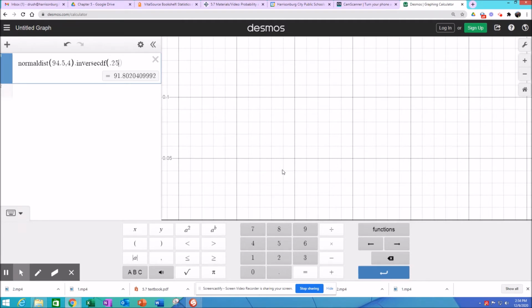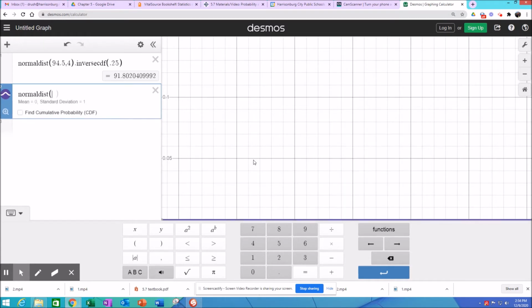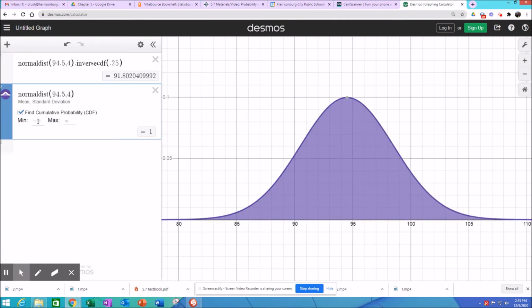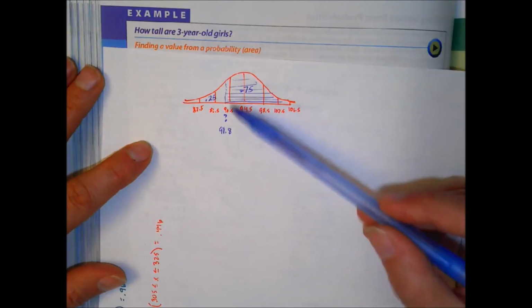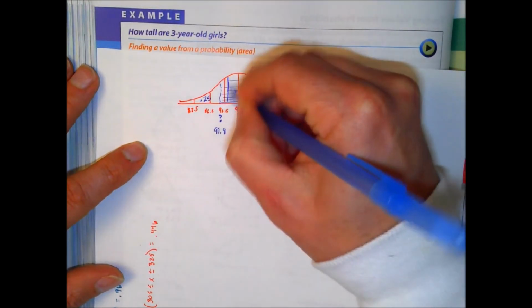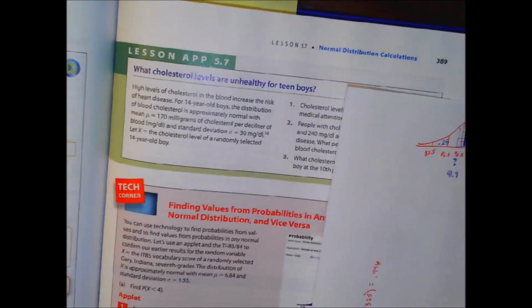Okay, we can kind of check ourselves here with this too. If I just do normal with that 94.5 comma 4, and if I check it at 91.8 and above, it's our 75%. So if somebody is 91.8 inches, they're in the 25th percentile, which means 75% would be taller than them. Found that to be 91.8, so it's actually over here. Okay, so last problem we're going to do together.